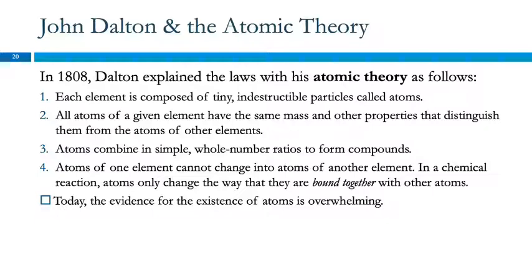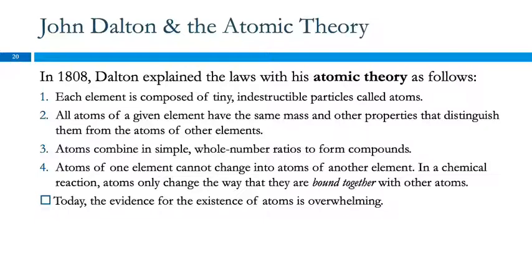So John Dalton explained the laws of conservation of mass, definite proportions and multiple proportions with his atomic theory, in 1808. The theory explains; the law just says what happens. So this is his theory. Each element is composed of tiny indestructible particles called atoms. All atoms of a given element have the same mass and other properties that distinguish them from the atoms of other elements. Atoms combine in simple whole number ratios to form compounds. Atoms of one element cannot change into atoms of another element. In a chemical reaction, atoms only change the way that they are bound together with other atoms.